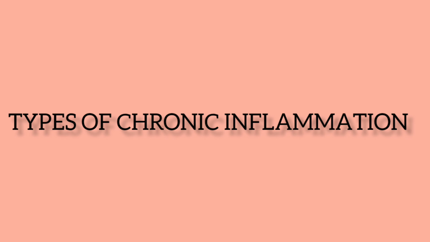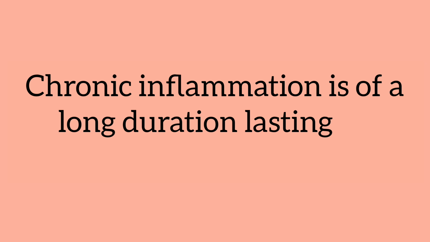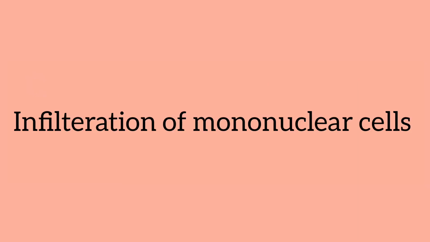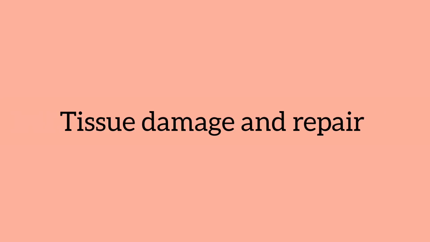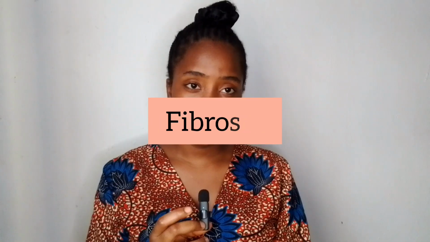In today's video, I'll be talking about the types of chronic inflammation. Chronic inflammation is of a long duration, lasting for weeks, months, or even years. And also, the characteristics of chronic inflammation are infiltration of mononuclear cells, tissue damage and repair, proliferation of new vessels, and fibrosis. Today's topic is types of chronic inflammation.